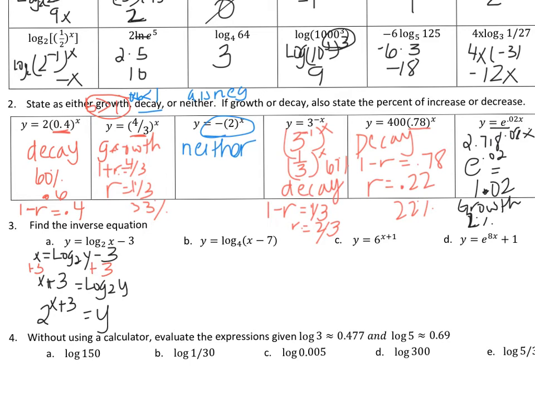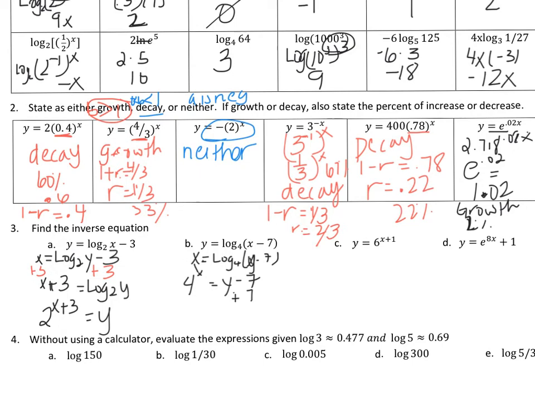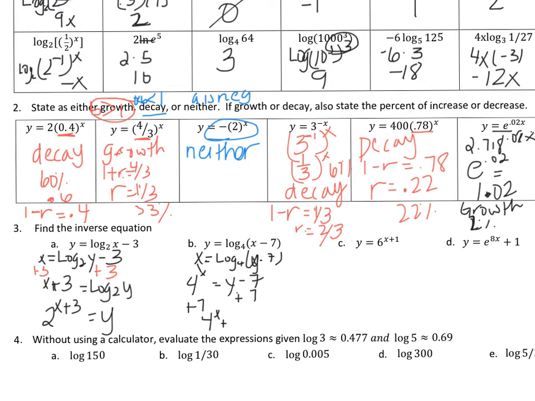Letter B, y equals log 4 of x minus 7, so x equals log 4 of y minus 7. And the y is inside the log, so I'm going to convert it to an exponent first. 4, base of my log, base of my exponent. What it's equal to becomes my exponent, and that equals what's inside the log, y minus 7. And now I'll add 7 to both sides. So 4 to the x plus 7 equals y.